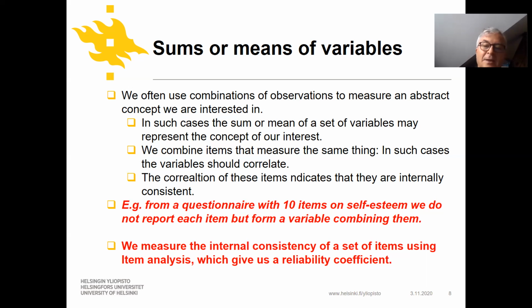So if we have, for instance, a questionnaire with 10 items on self-esteem, we go through the variation and average and so on of each item briefly when we introduce the scale we are using, but we don't talk about each and every variable separately. We instead want to see how they together give us a better picture of self-esteem.